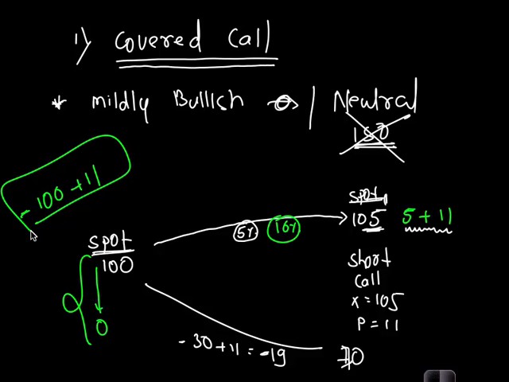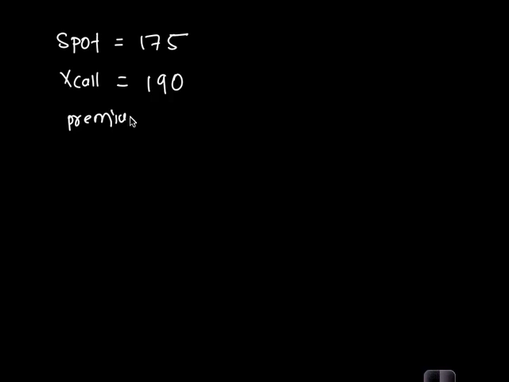Are we clear with this? So let's do one example here. Let us say spot is 175. Strike price of call option is 190. The premium on this option is 22.